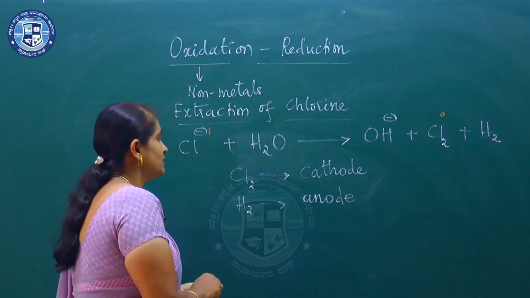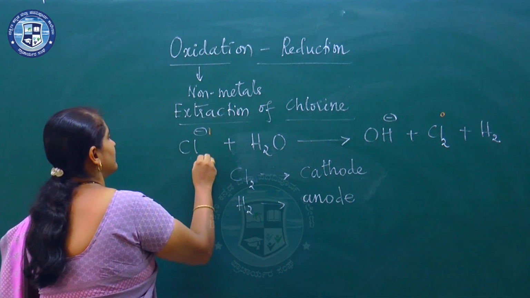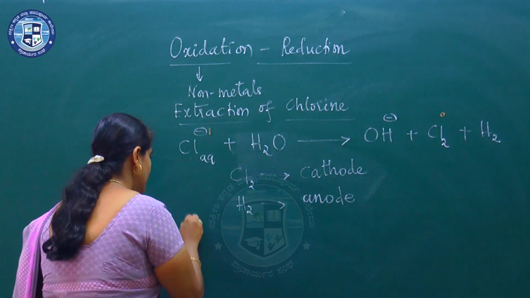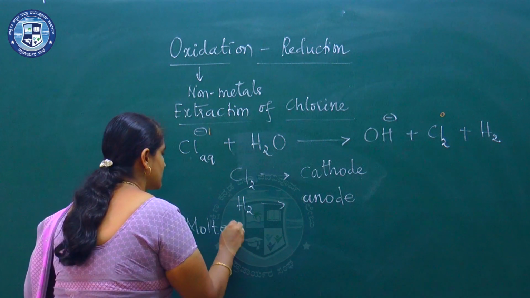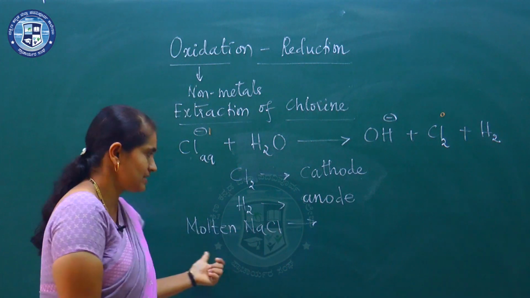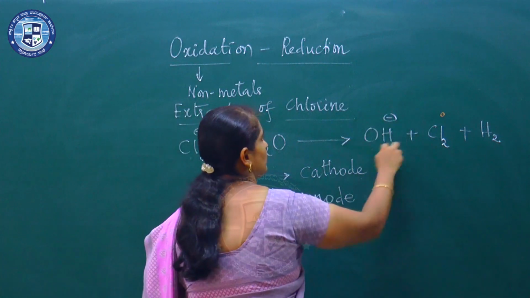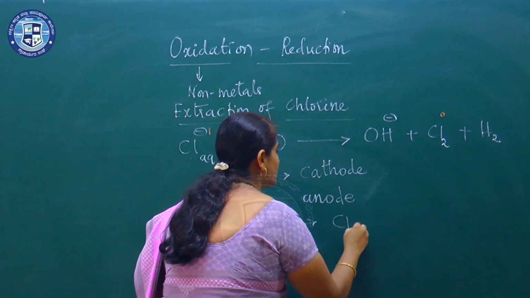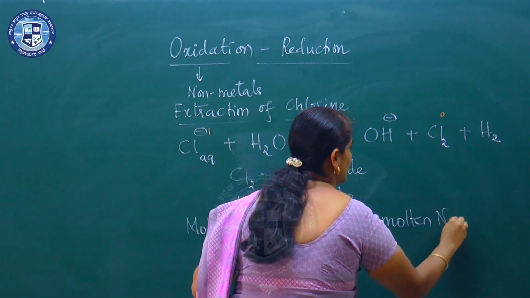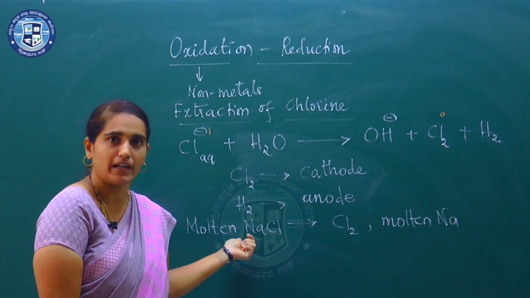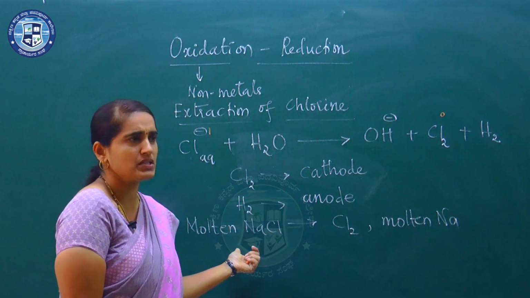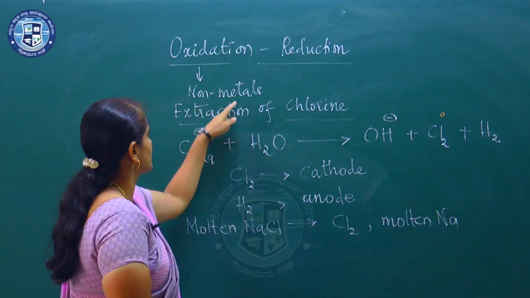Okay, now one more point is given to you. Here I have taken aqueous sodium chloride. If you take molten sodium chloride without any water, that is molten NaCl, and subject it to electrolysis, then we don't end up with NaOH, remember. We end up with chlorine and molten sodium. Molten Na is obtained as the product of electrolysis, which you will study later in the chapter on electrochemistry. So this is one, that is, the extraction of non-metals.